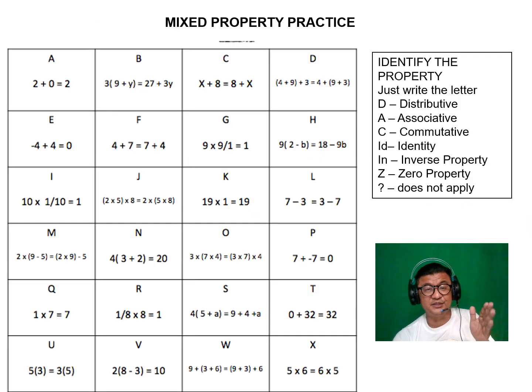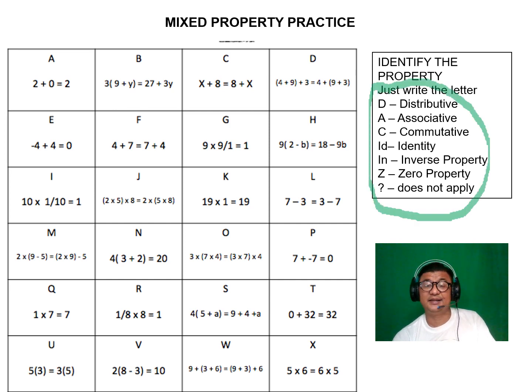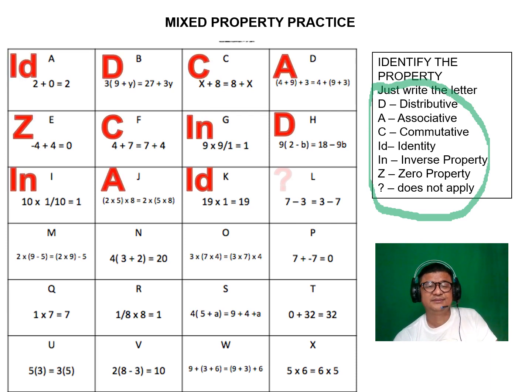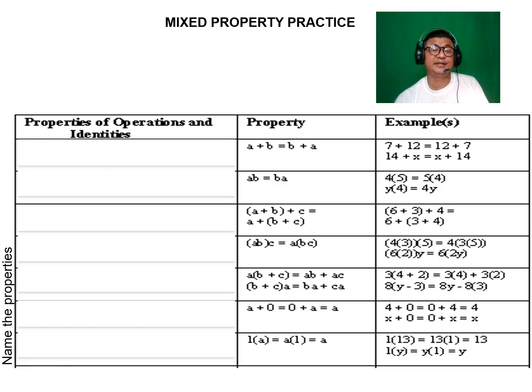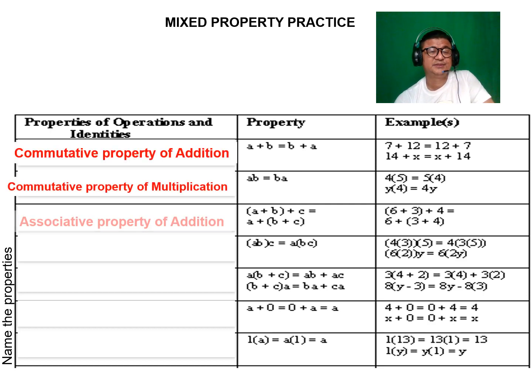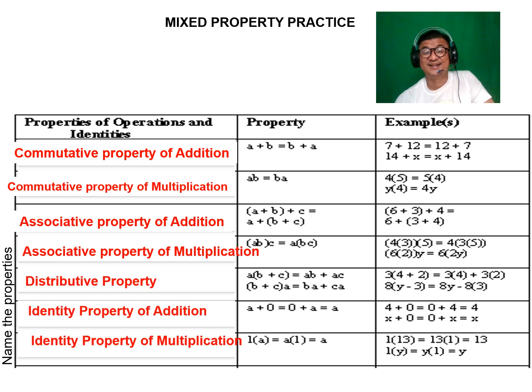Pause. Now you write the property just by looking at the equation. Use the letters on the left side. Okay, ready? Pause, and here are the answers. Okay, good job. Now you're identifying the properties. Be specific with it. Okay? Pause. Okay, here are the answers. All right, you got them all correct? If not, correct it. Good luck.